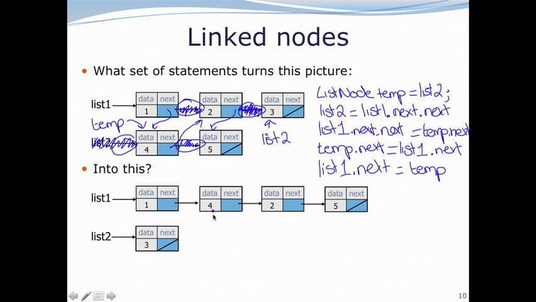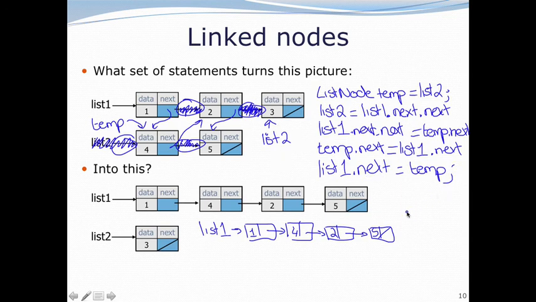So we start with list 1, which references a node with a 1 in it. And then if we follow the .next, we see a node with a 4 in it. Right there. Then again, following its .next, we have a node with a 2 in it. And then finally, we have a node with a 5 in it that ends in null. And then we can see here with list 2, we just are referencing the 3. So that looks like it's exactly what we wanted.